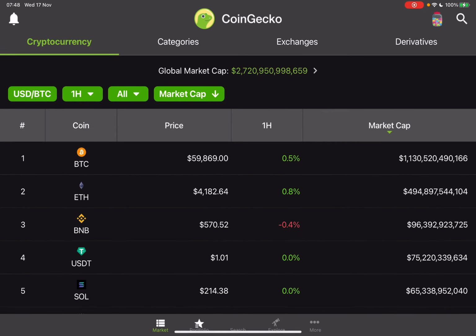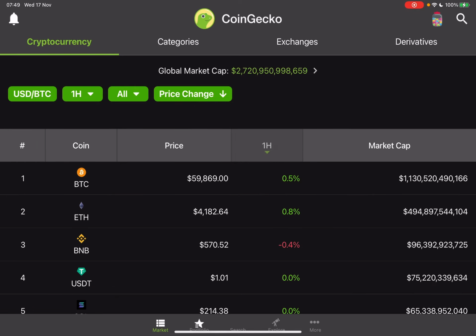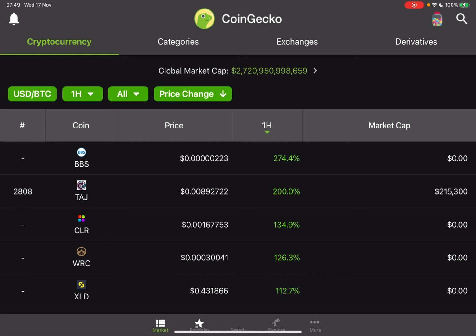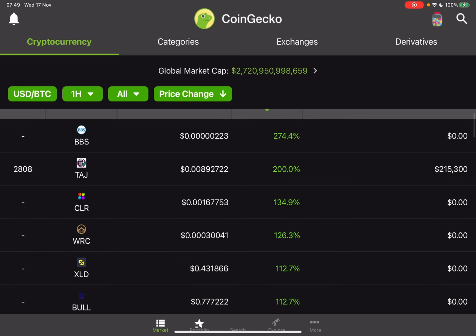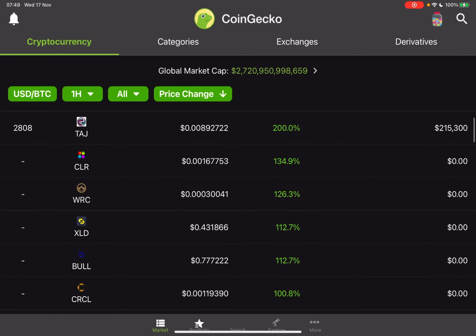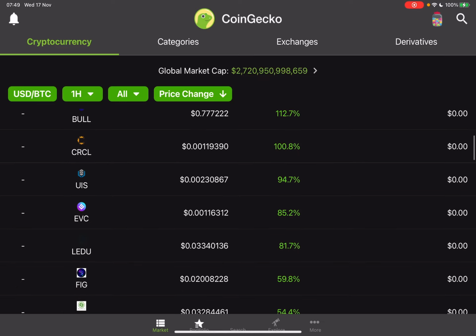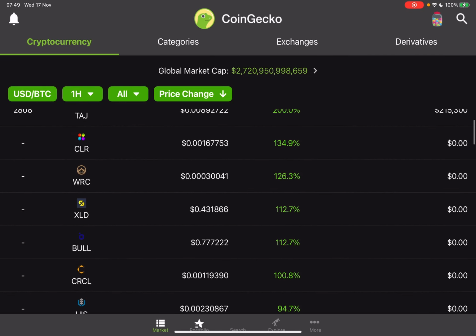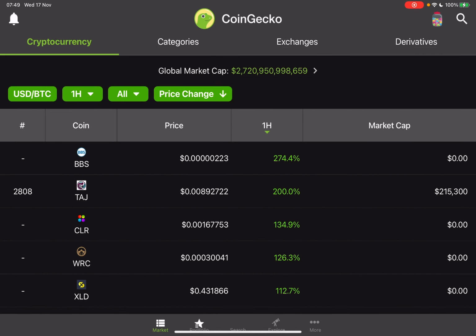Now you can sort them by the change in the last 1 hour. So this way you can see which cryptocurrencies are growing the fastest in the last hour. BBS is the one, TAI, CLR, and so on and so on. This way you can check out the last hour's movements.